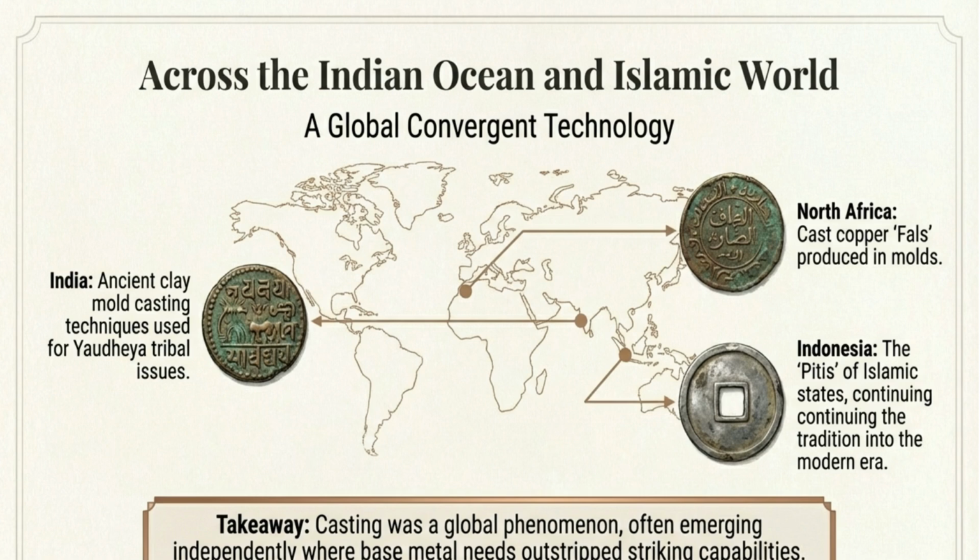Casting was a global convergent technology. Examples include ancient clay mold techniques used by the Yaudheya in India, Fals in North Africa, and Pitis in Indonesia. It emerged independently, where base metal needs outstripped striking capabilities.